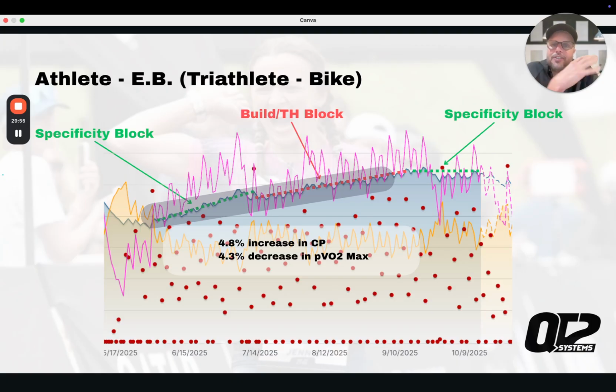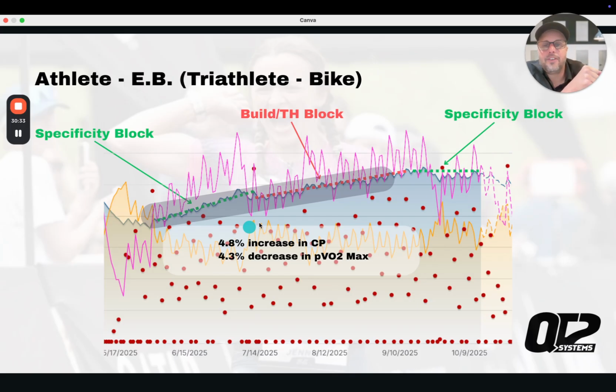So this CTL curve has a lot of practicality built into it. And so we see that very early on, right away, we went into a specificity block because of the upcoming race, right? And then we made the more physiological decision to go to a build threshold block because we had some time in between before the next race. And then going back into a race block, we went back to specificity.